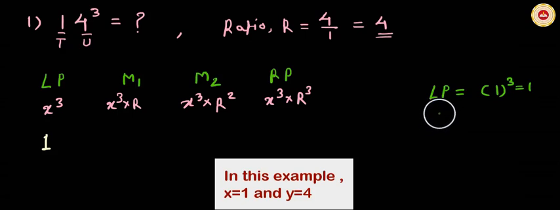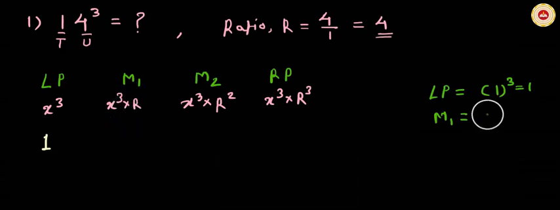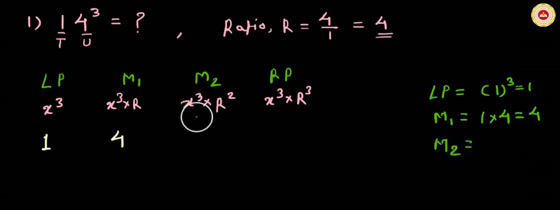What is middle part 1? M1 equal to x cube multiplied by r. What is x cube? 1. That is, 1 cube multiplied by r, that is 4, ratio r, which is equal to 4. So the value of M1 is 4. So let us write the value here. What is M2? That means middle part 2. X cube multiplied by r squared.